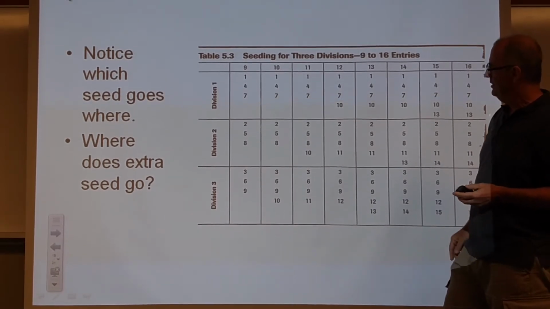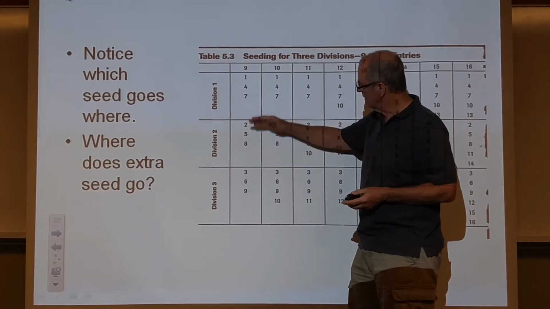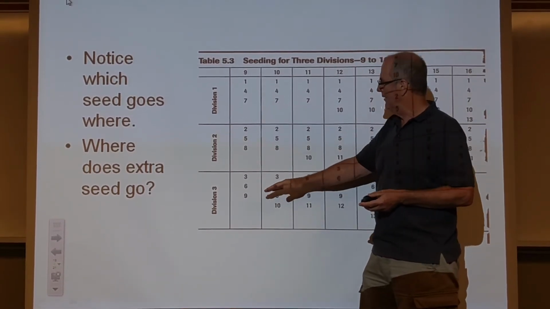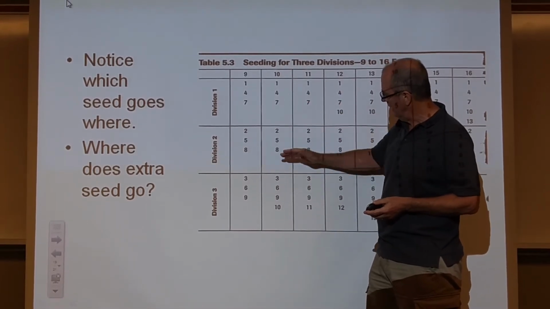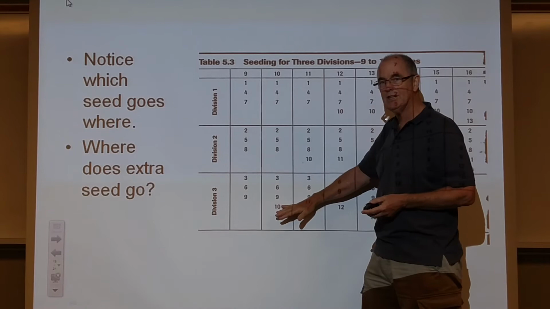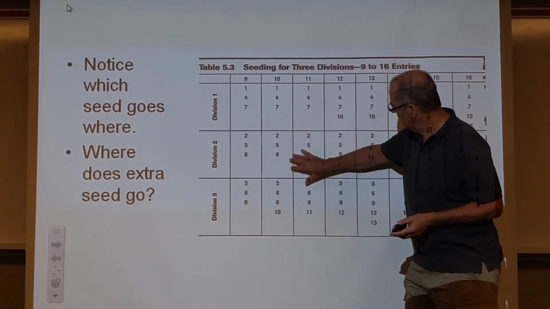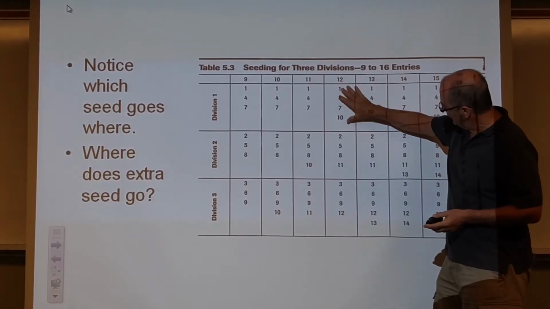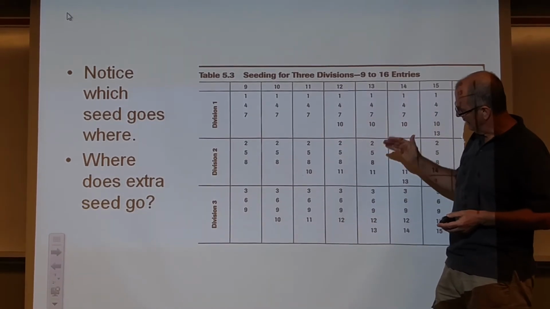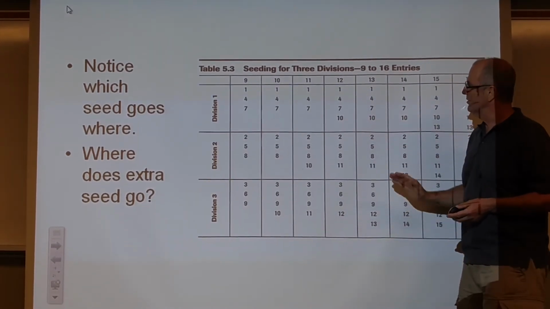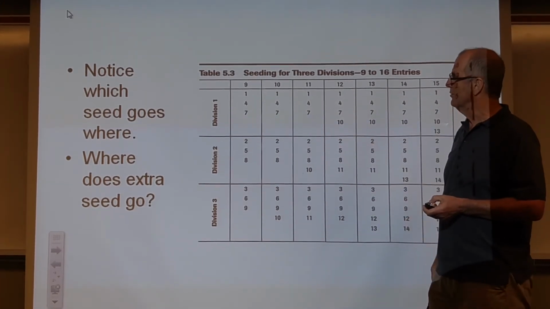If we had 3 divisions, we use the same principle. So we go 1, 2, 3, 4, 5, 6, 7, 8, 9. If we have an extra one, like in 10, we go 1, 2, 3, 4, 5, 6, 7, 8, 9. Oh, 10 goes down here, stays with the third seed. If we have 11, the 10 goes here and 11. We go to 12, everybody's the same again, and we would just work our way through 1, 2, 3, 4, 5, 6, 7, 8, 9, 10, 11, 12. So that's how the seeding would work in terms of where the extra seed goes as well.